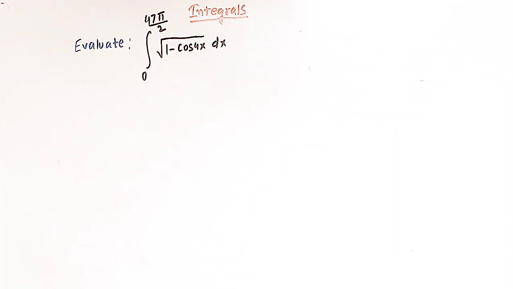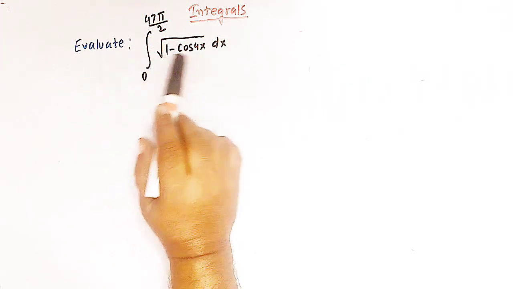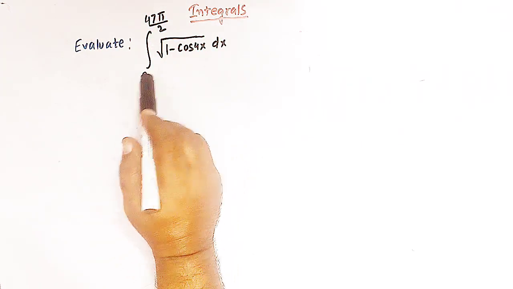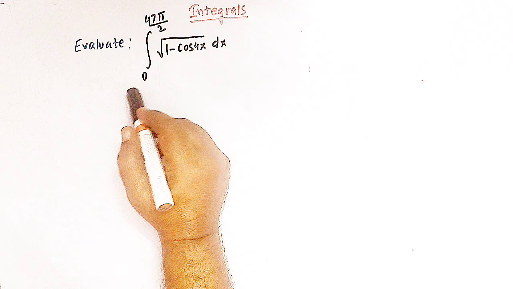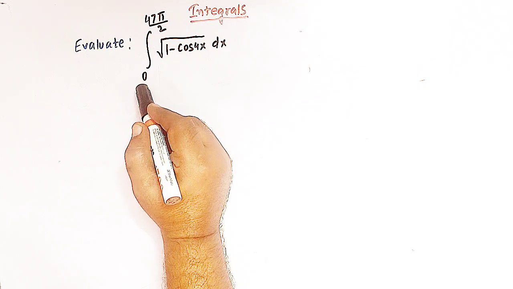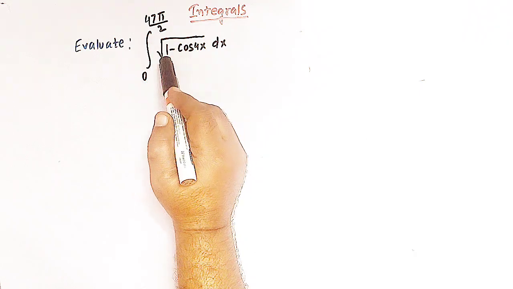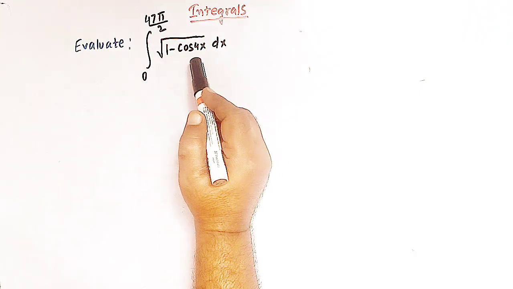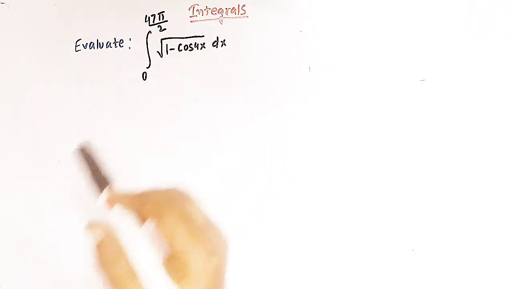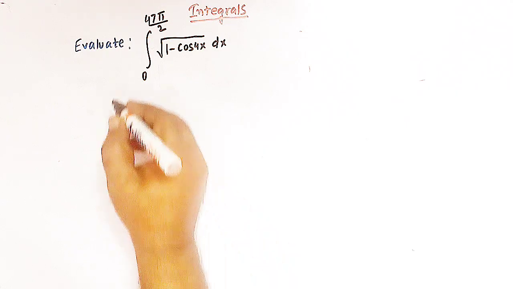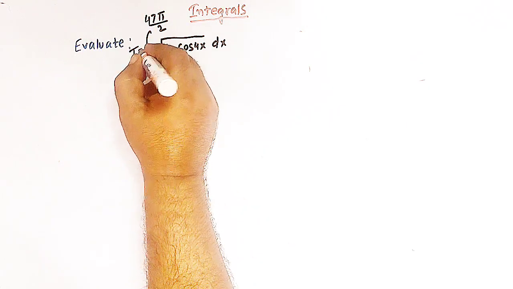Hello viewers, in today's session we are going to discuss another important and conceptual problem from definite integrals. In this session we are going to discuss this integral where we have to find the value of this important definite integral from 0 to 47 pi over 2, and the integrand is the square root of 1 minus cosine 4x, and here we have dx. So let us first call this integral as I.